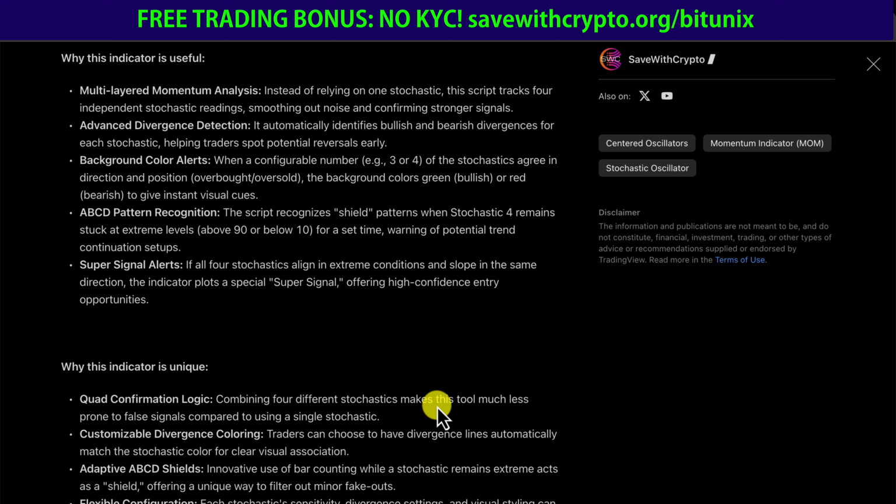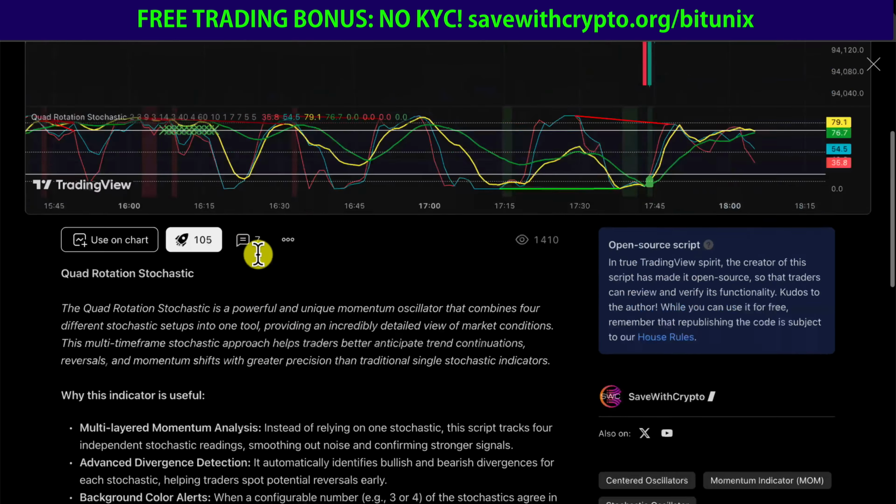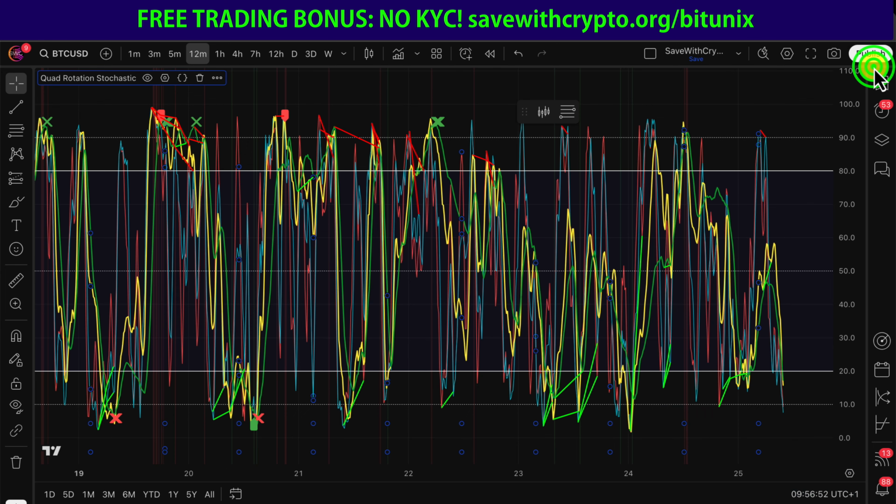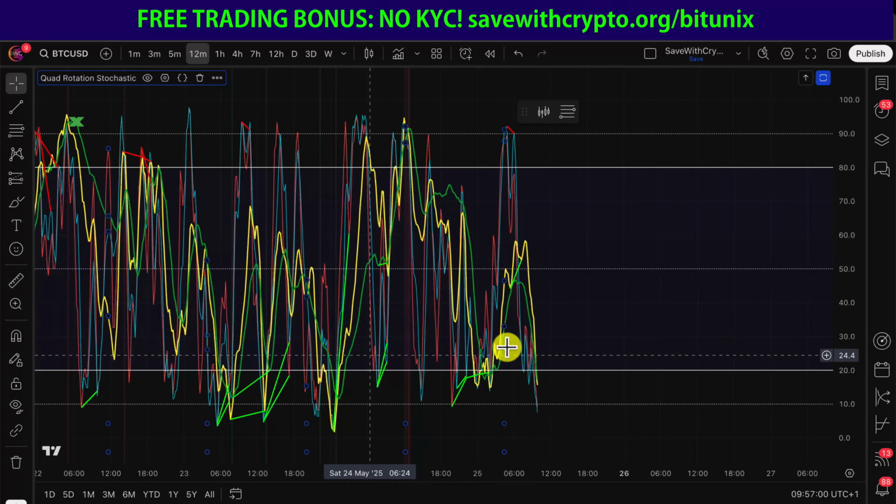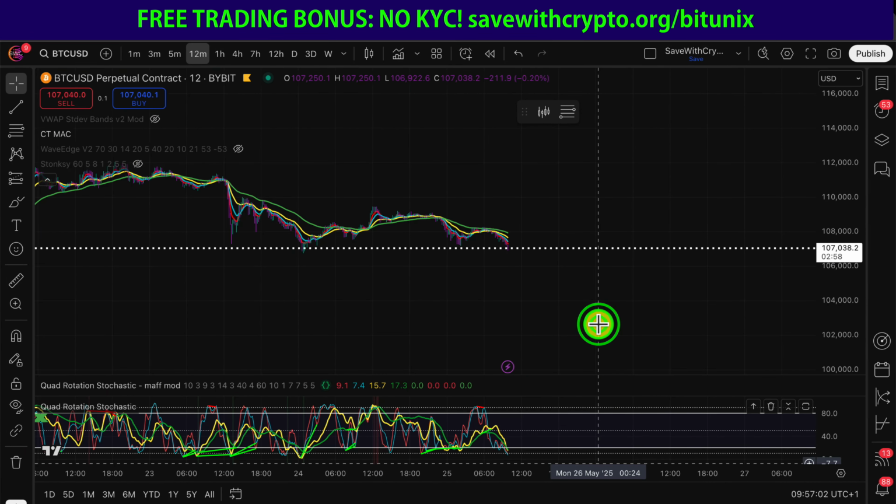Now where you get those crosses, that's this here. This is the ABCD pattern recognition. The script recognizes shield patterns when stochastic 4 remains stuck at extreme levels above 90 or below 10 for a set time, warning of potential trend continuation setups. Okay, so that's when they appear. So let's just have a look back at the indicator. So there's a red cross there, and there's the green arrow as we pointed out, but at the moment we haven't got any of those on the 12-minute time frame.